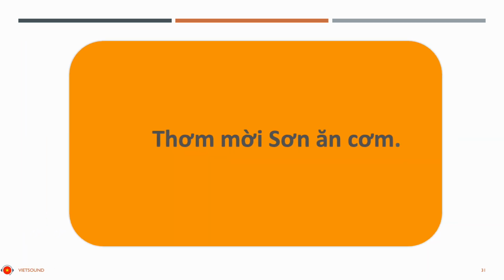Now let's practice saying some sentences with many of the sound. We're gonna do it in 3 steps. On the first step, I'm gonna say the sentence very slowly. Then I'm gonna do it a little bit faster. And on the last step, I'm gonna say the sentence with normal speed. Thơm, mời, Sơn, ăn, cơm. Now a little bit faster. Thơm, mời, Sơn, ăn cơm. Now with normal speed. Thơm mời Sơn ăn cơm.